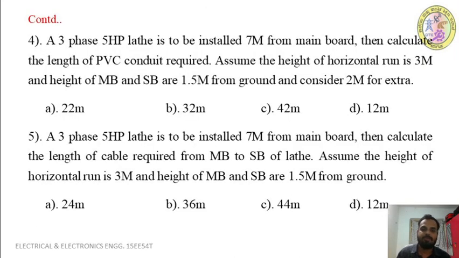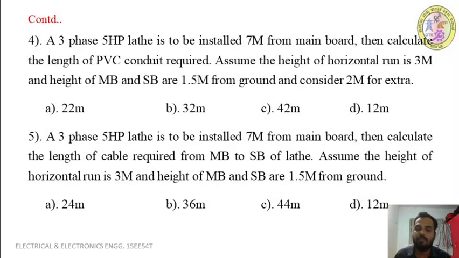Okay. So next we'll go to the next question. A 3-phase 5 HP lathe is to be installed 7 meter from the main board. Calculate the length of PVC conduit required. Assume the height of the horizontal run is 3 meter, the height of the main board and switchboards is 1.5 meter from the ground, and consider 2 meter for extra. So here you have to install a 5 HP lathe 7 meter from the main board, and calculate the length of PVC conduit, right?